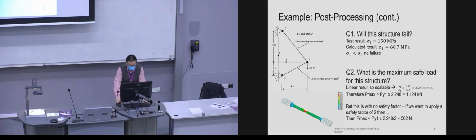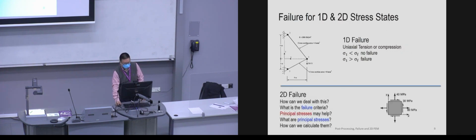If the safety factor is 2, then the maximum force needs to be divided by this safety factor. So we have the quite safe maximum force which can be applied here. This gives you the answer to the first two questions. So far, so good. Any questions? Okay, all right, let's move forward.